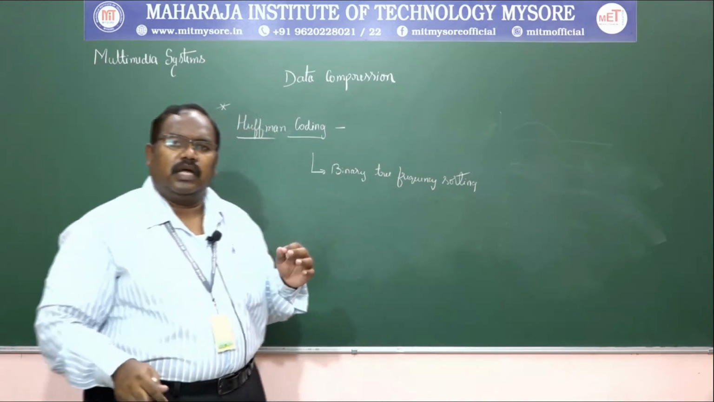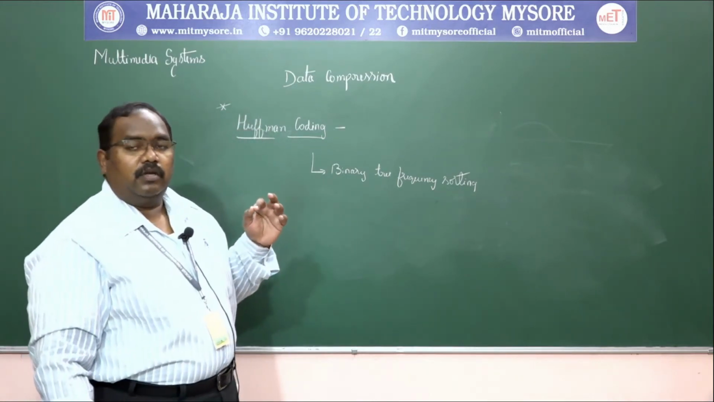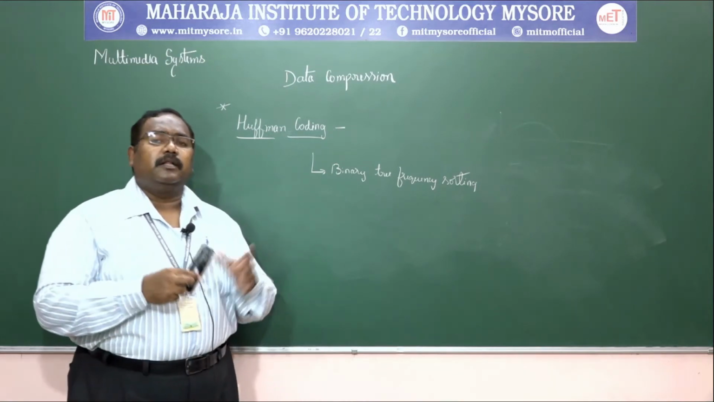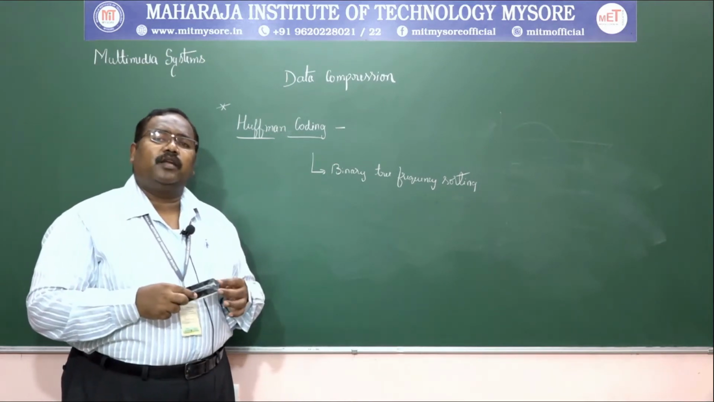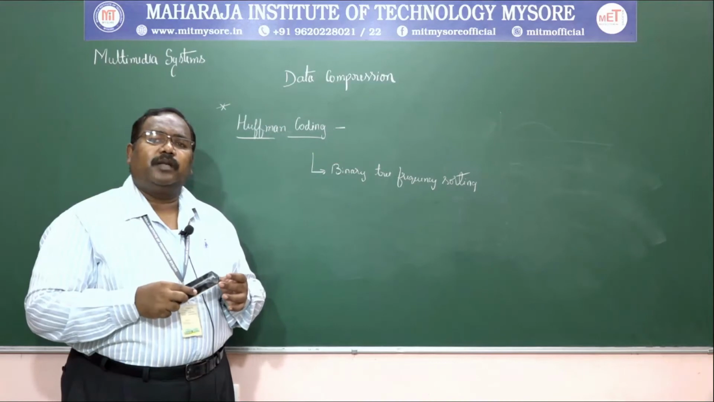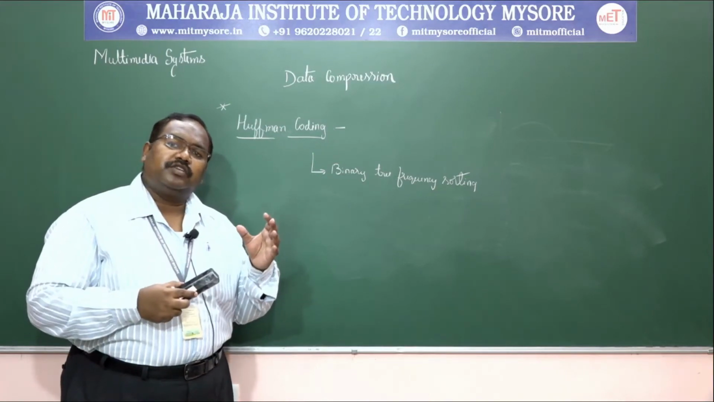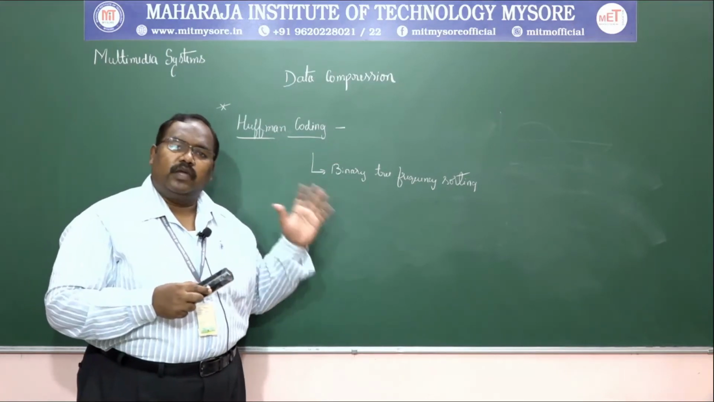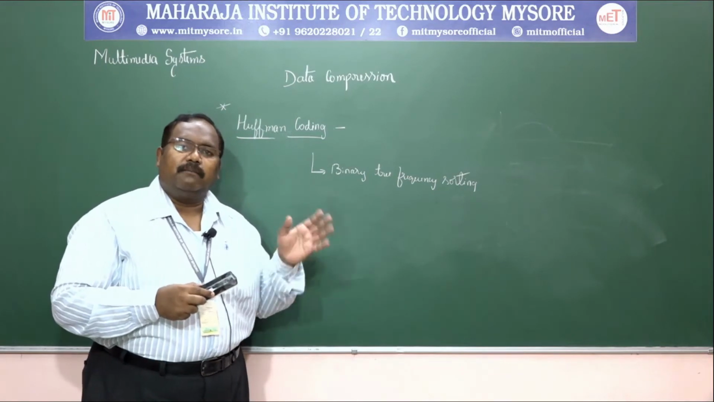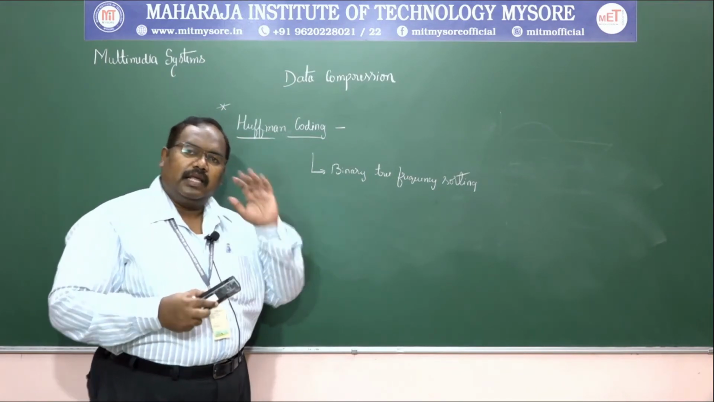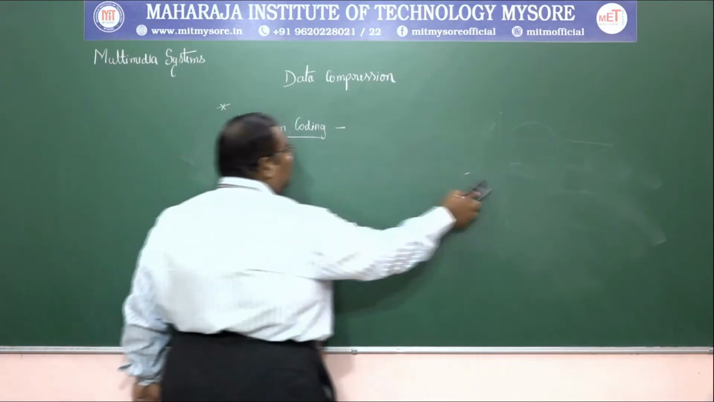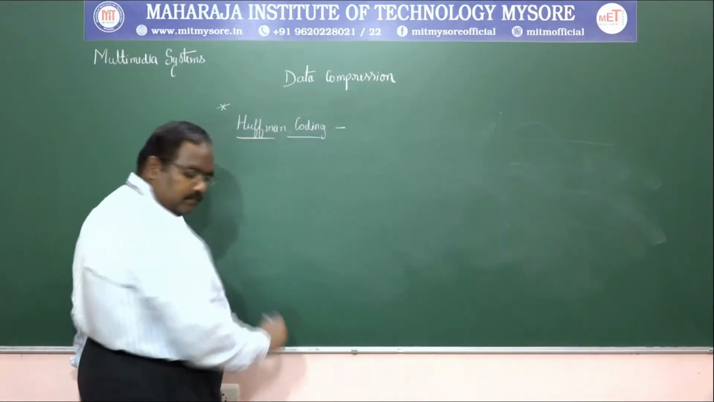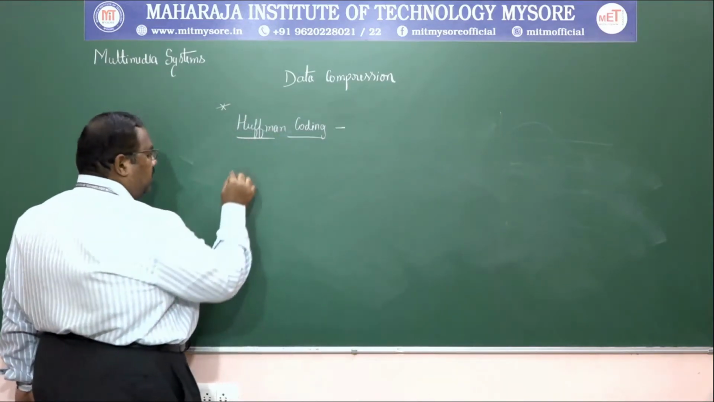So let us look into the algorithm. How does it work? In many question papers they ask what is Huffman coding, or to explain Huffman coding with an illustration of an example. So we need to look into the algorithm and practically demonstrate it with an example. The algorithm goes like this.